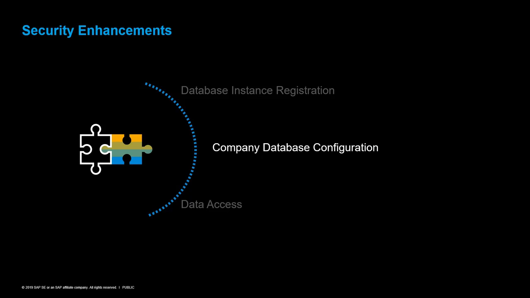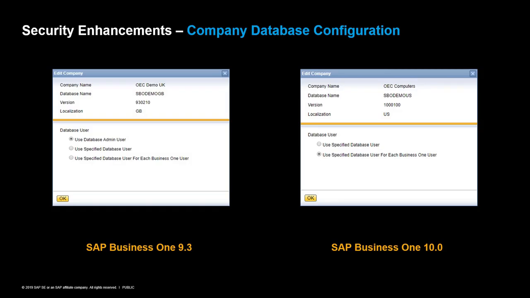Let's see the changes on the company database level. The database admin user was removed in SAP Business One version 10, as this is a very high level authorization, and in order to have better security, the database admin user option is not available anymore for managing the connection on the company database level.